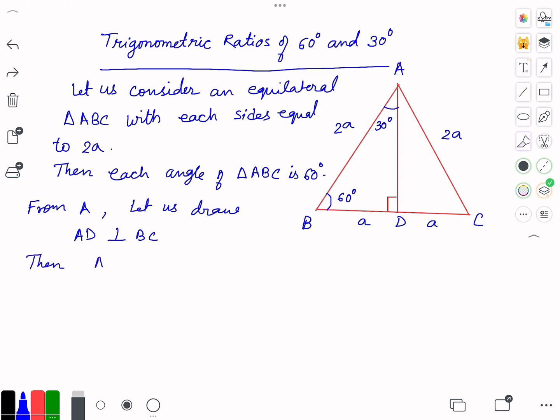Then clearly we can see that BD equals DC equals a, and angle ADB is equal to 90 degrees and angle ABD is equal to 60 degrees. Hence angle BAD we can calculate is equal to 30 degrees.